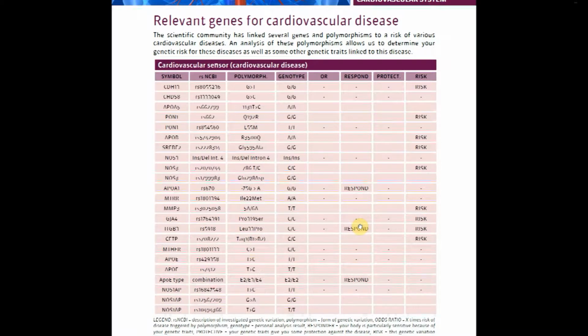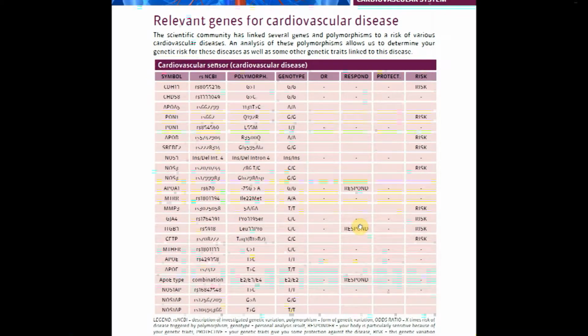I'm going to quickly talk you through it, but don't worry about knowing too little about this. You don't need to understand this table for you to understand the rest of the program. The symbol here tells you which gene it is. So that's the ApoE gene, that's the NOS3 gene, and so on.